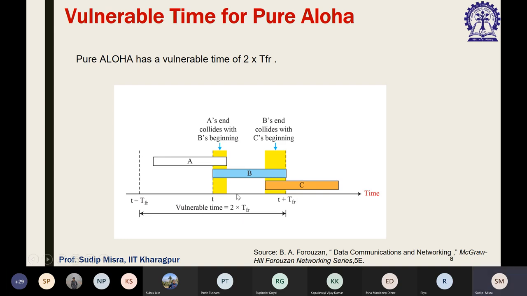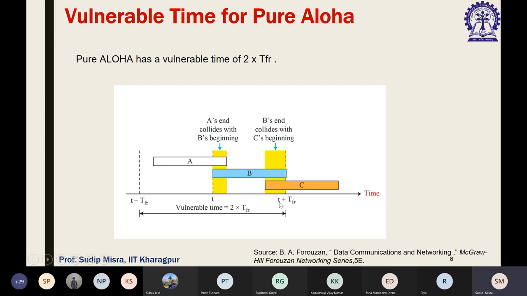So how is it like this? Let us say that at a certain point of time t, frame B has to be sent. If you look at the t minus TFR instant, maybe there is station A which also sends a frame out. If this is the TFR duration, then at this boundary the chance of collision between the frames of A and B will be there.